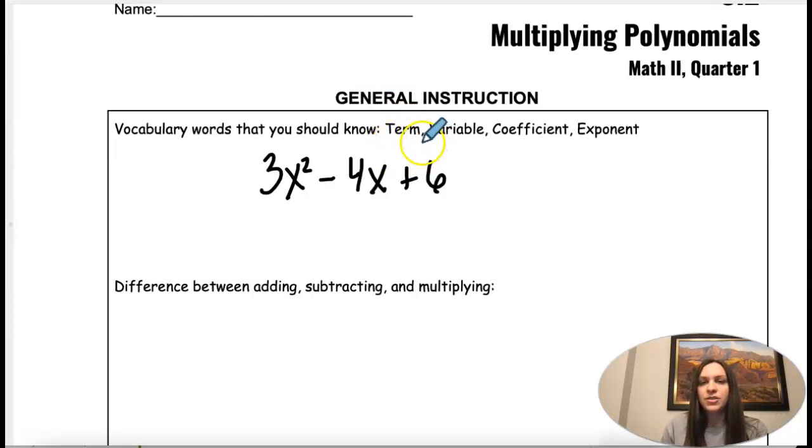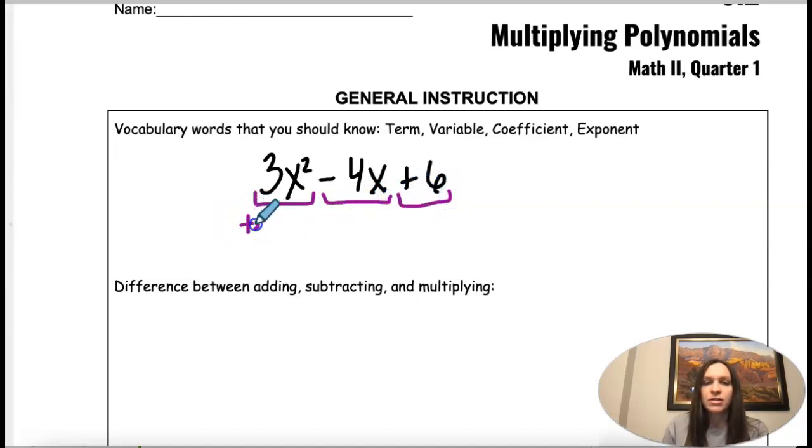So when I say term, that's each term separated by a plus or minus sign. So 3x squared is a term. Negative 4x is a term. Positive 6 is a term. So that's how many separate things we have between the plus or minus signs.